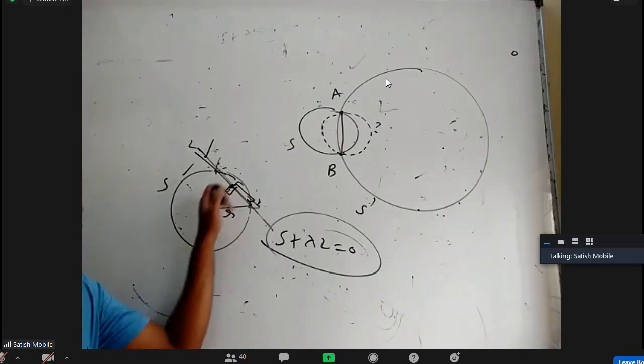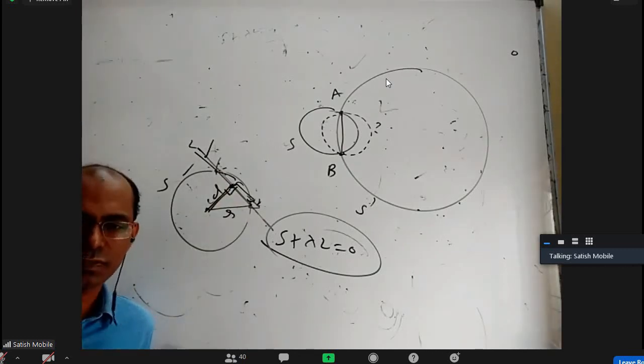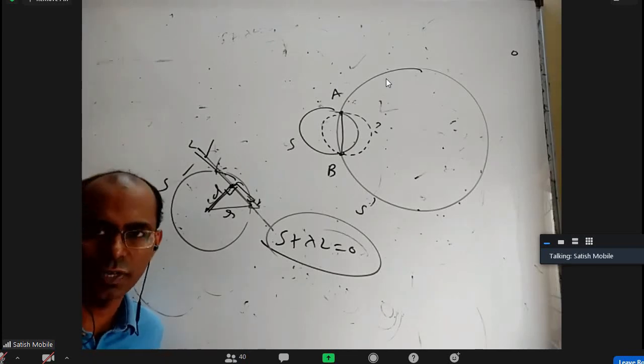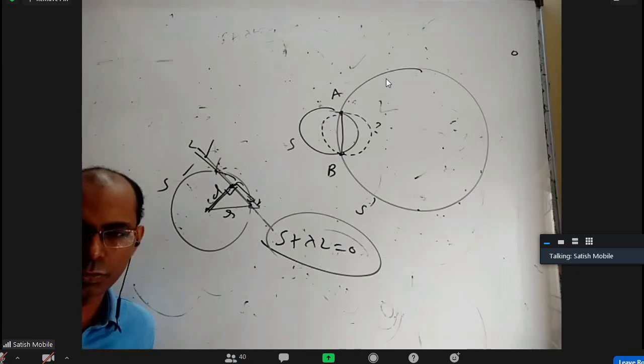Because after all, x minus x1 into x minus x2 is a quadratic equation with x1 and x2 as the roots. Plus y minus y1 into y minus y2 is a quadratic equation with y1 and y2 as the roots. You can add the 2 quadratic equations.